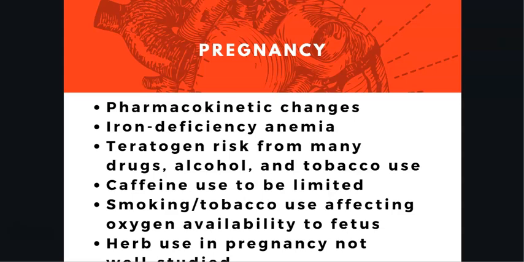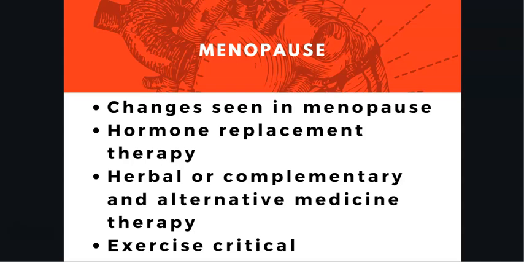We really don't know a whole lot about using herbs during pregnancy because it's not well studied. So women going through menopause, you see changes. There are reproductive changes, of course, since they're not reproducing. There are some musculoskeletal and cardiovascular changes. They may have some cognitive impairments. Some of these require hormone replacement therapy. So either you can do that or you can send them to a specialist.